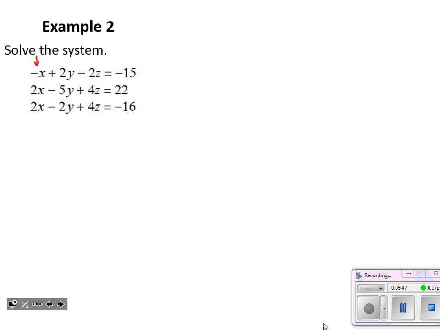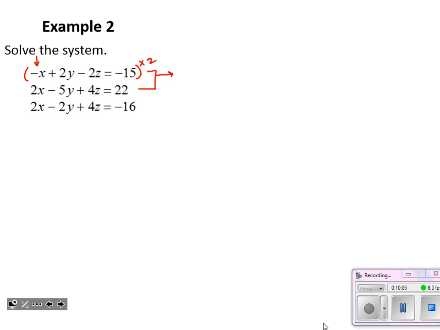So I'm going to start by grabbing equation 1 and equation 2. I'm just going to mark it like this. Again, I want to stay organized. And in order to get the x's to eliminate, I'm going to have to multiply the top equation by a positive 2.